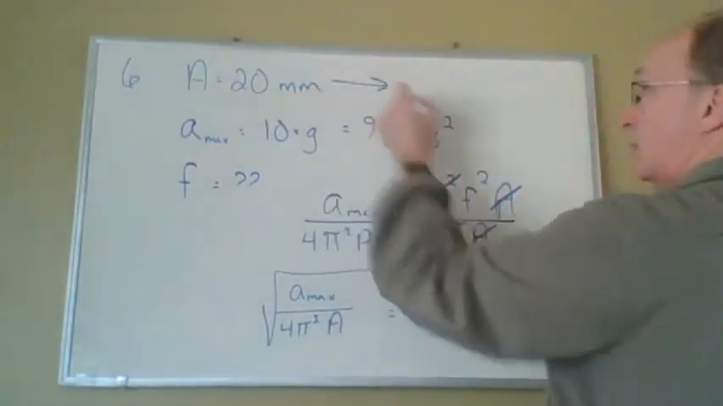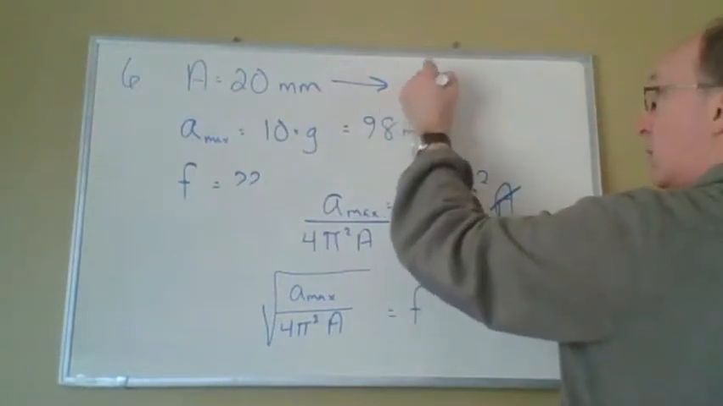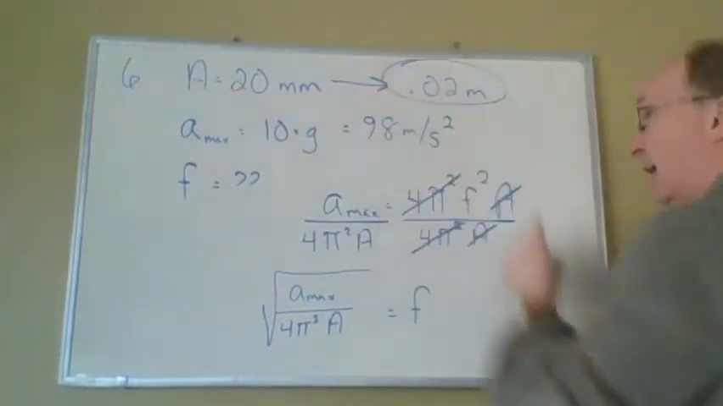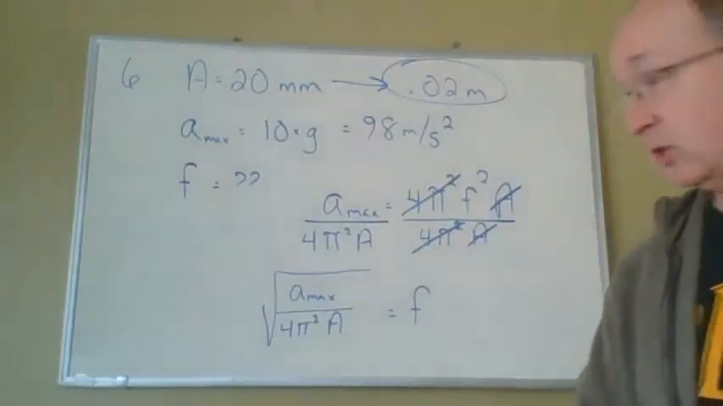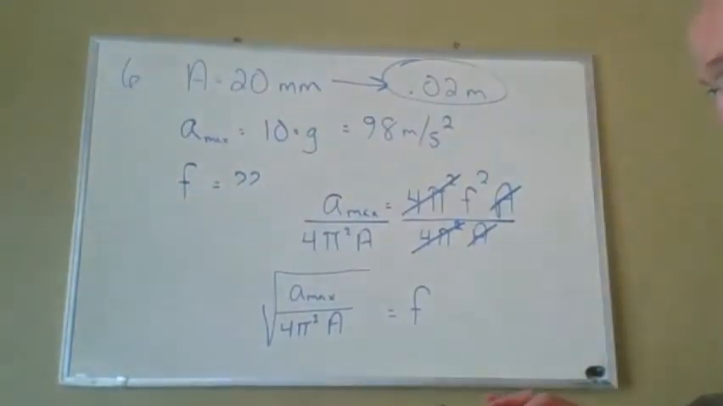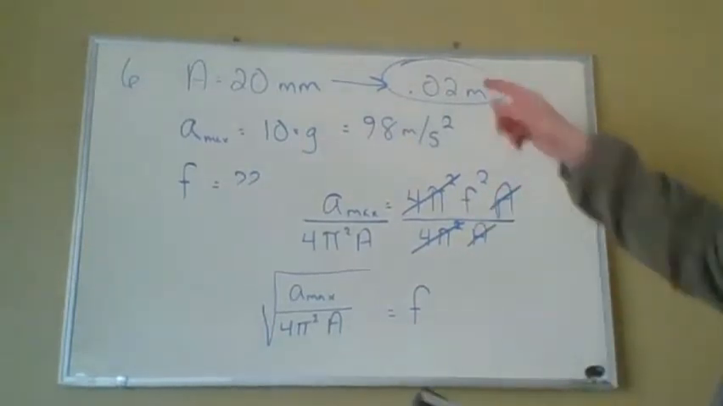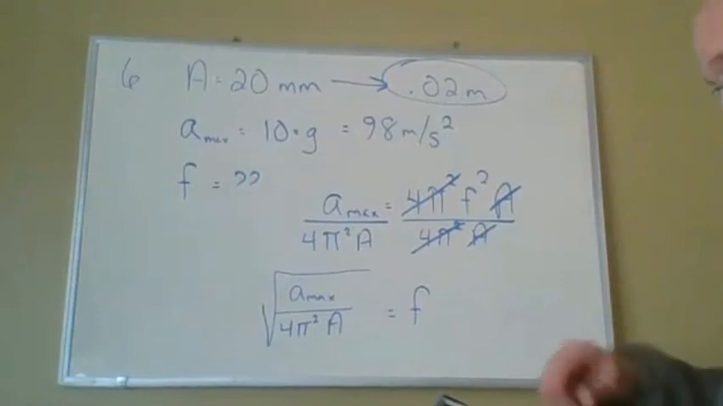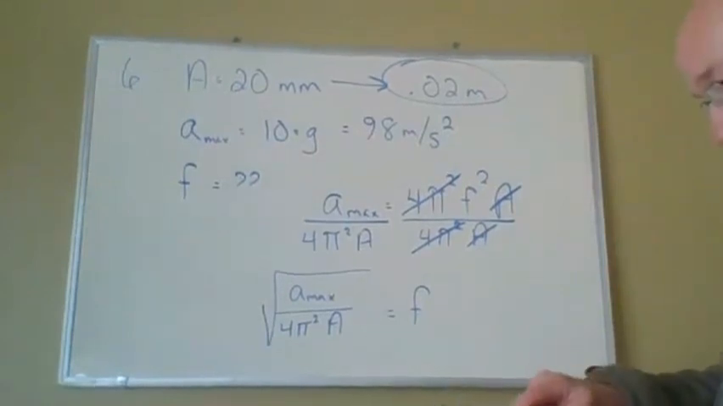Now the thing I've got to remember is that 20 millimeters is 0.02 meters. You've got to have your amplitude in meters in order for this equation to work out. So I'm going to plug in what I know. 98 divided by 4 divided by 3.14 squared. Whoops. Okay, start over again. 98 divided by 4 divided by 3.14 squared divided by the amplitude, which is 0.02. And then I've got to take the square root of all that.